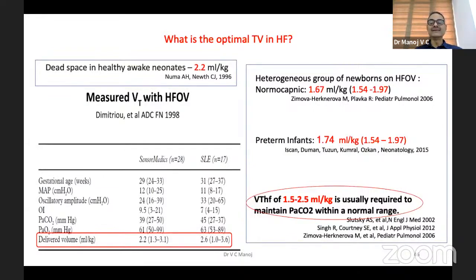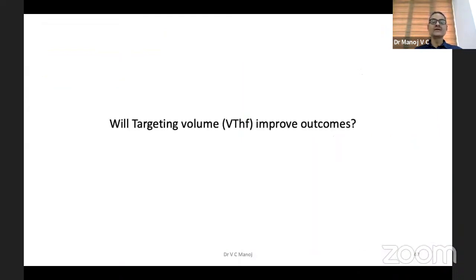You will hyperventilate. Usually, I am passionate about this mode. I use this mode very frequently whenever I have a machine in which I can use this. So I usually start with 1.8 to 2 ml per kg as the starting tidal volume and then wean as the baby's gas improves.